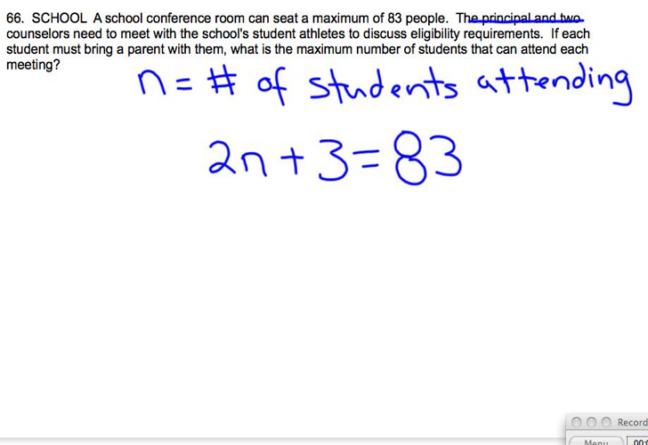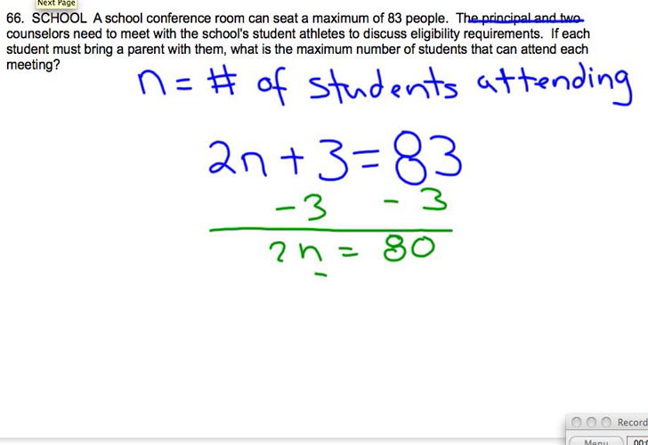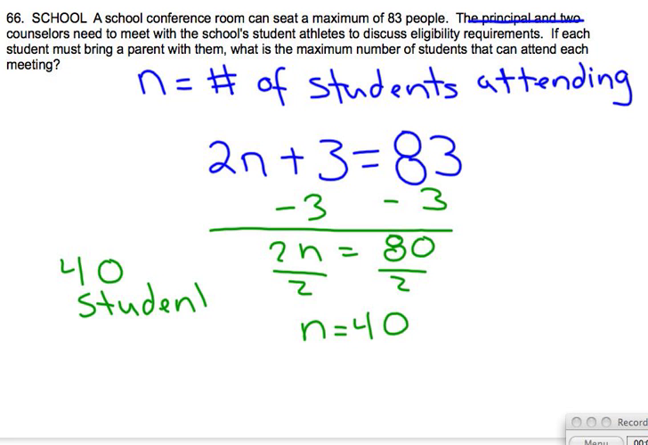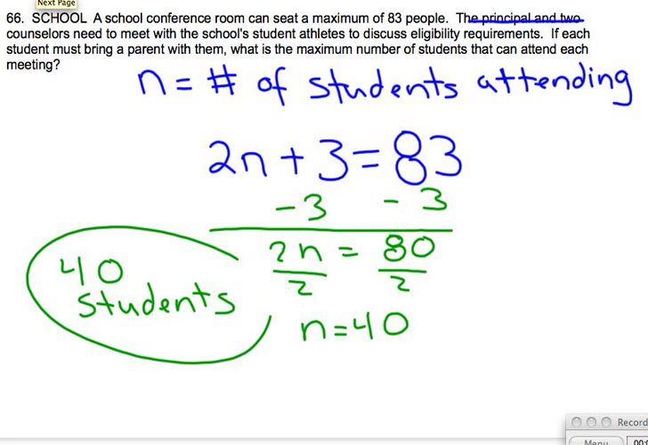So I've identified the variable, I've written my equation, and now I start solving it by moving the 3 over, so I isolate the variable. So now I have 2N is equal to 80. Dividing both sides by 2, so I isolate the variable and get it to be a 1N. I get N is equal to 40. Now, because they asked how many students, you label it as 40 students. Don't forget to label any of your answers. Go back and check it. Make sure it works.